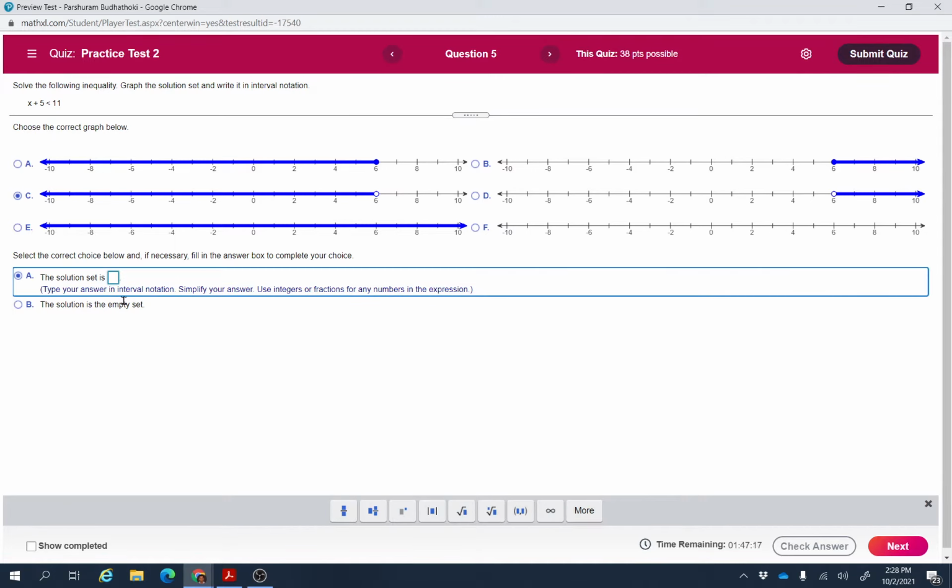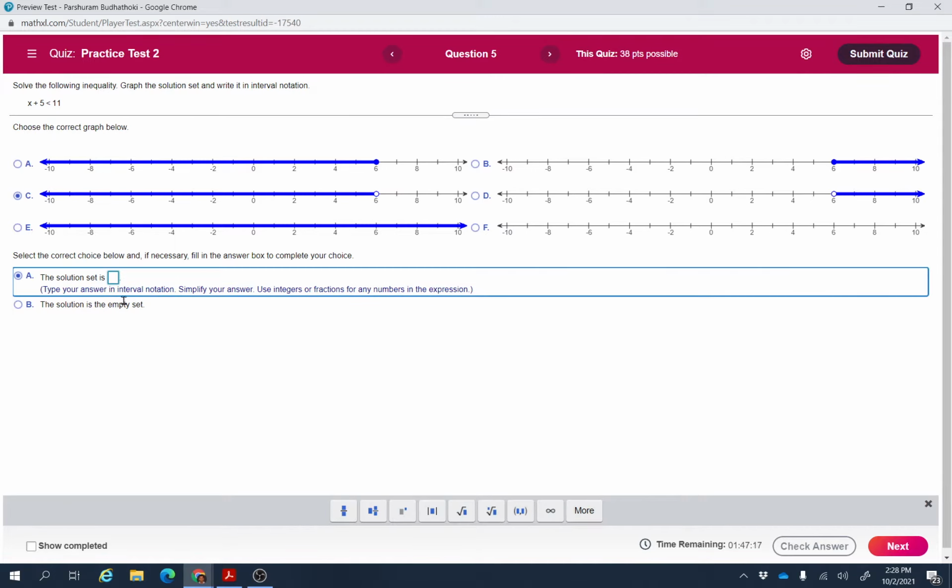Negative 5 over 6 is less than or equal to t plus 2, which is less than 1/5. So you have to isolate the t variable in the middle part. You can see there is a plus 2, so subtract 2 from the left, middle, and right terms. So that will give you negative 5 over 6, negative 2.